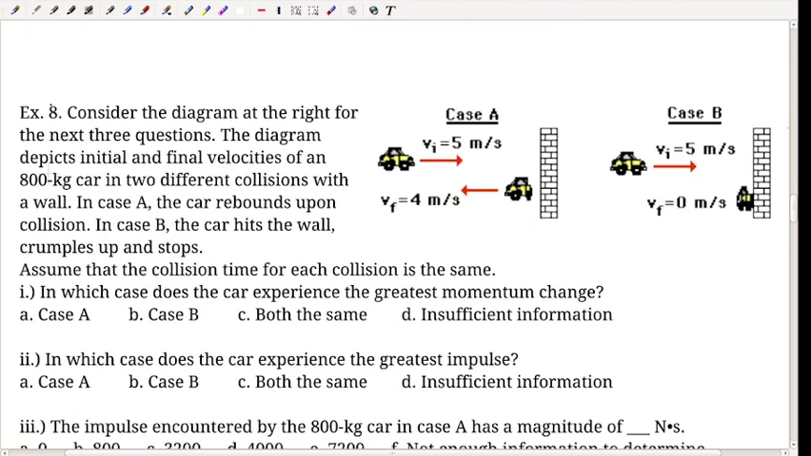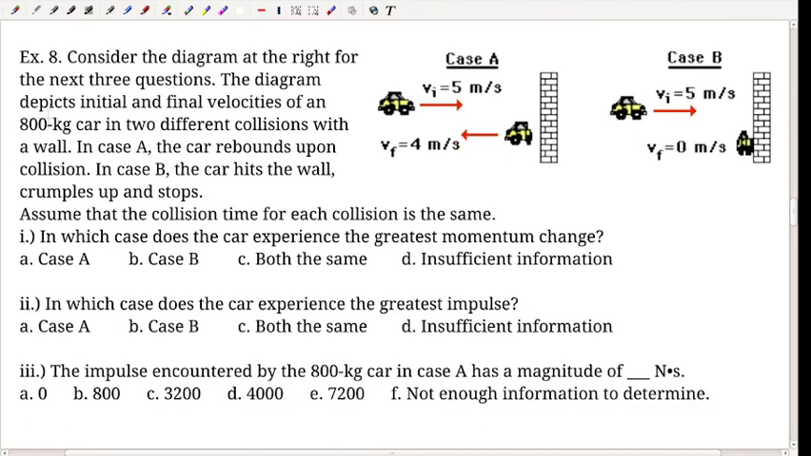Example number 8. Consider the diagram to the right for the next 3 questions. So I have a car with initial velocity of 5 meters per second, hits the wall and bounces off at 4 meters per second in the other direction. My case B, I have a car with 5 meters per second, hits the wall, comes to a stop. That one's probably more likely unless you happen to have a rubber car.